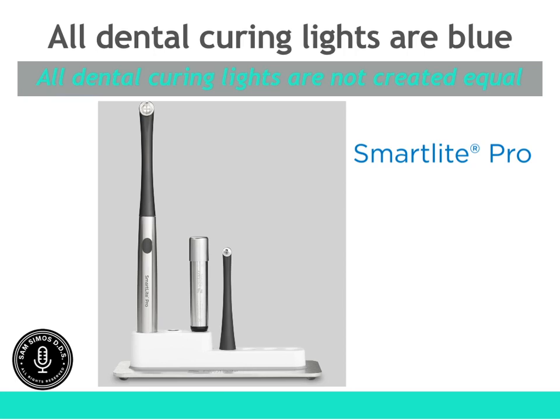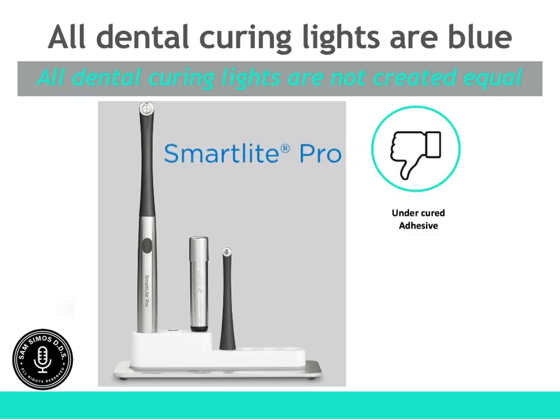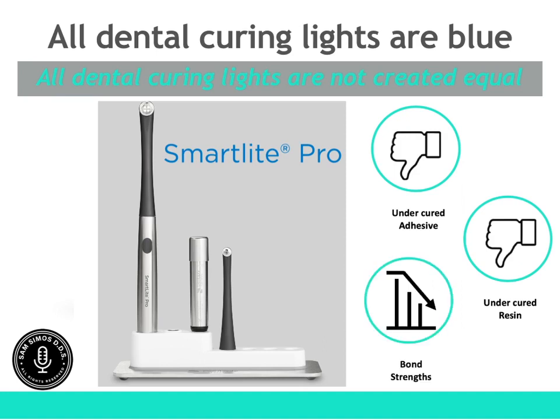Sometimes I see halogen curing lights that are using a halogen bulb. You need an LED, good quality curing light. Because if you don't have that and you have undercured adhesive, all bets are off. The success rate goes way down. If you had undercured resin, forget it. And when you have undercured adhesive and resin, the bond strengths are pretty much out the window.